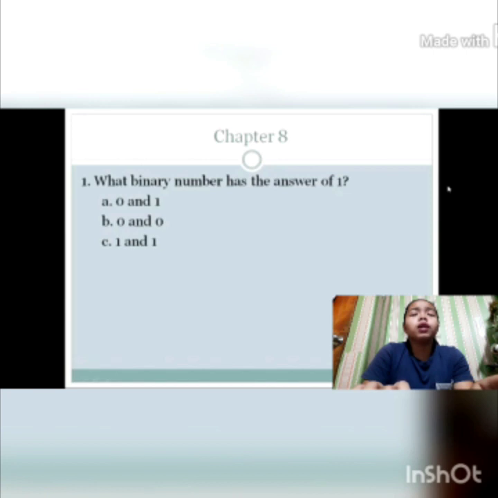Let's proceed to chapter 8. What binary number has the answer of 1? Letter A, 0 and 1. Letter B, 0 and 0. And letter C is 1 and 1. So this is in chapter 8.